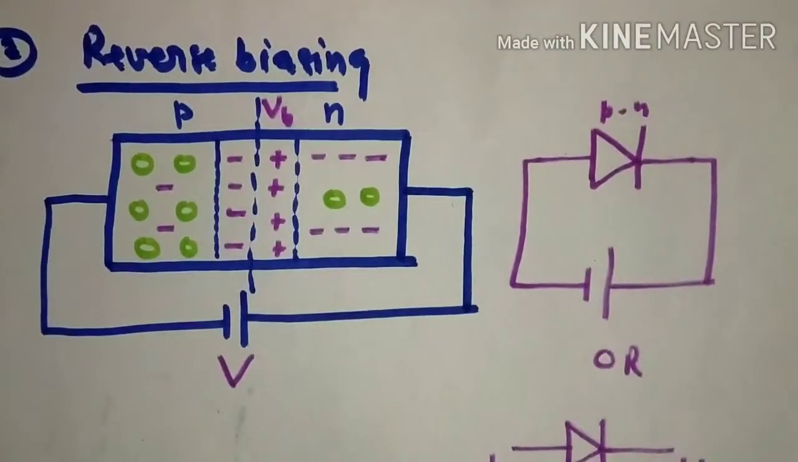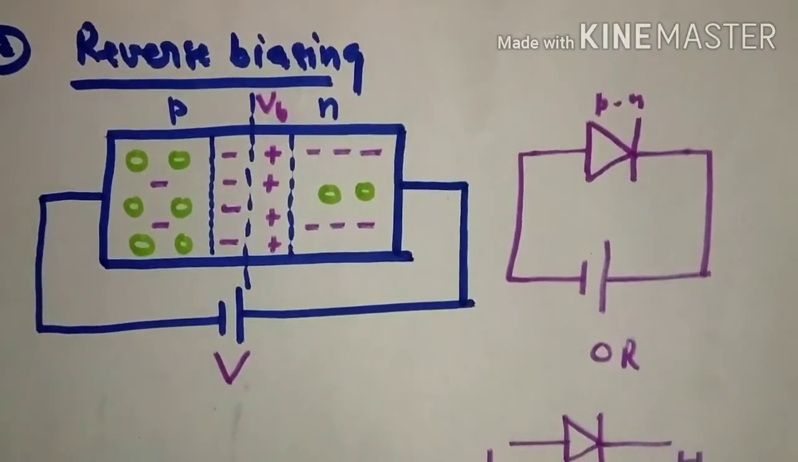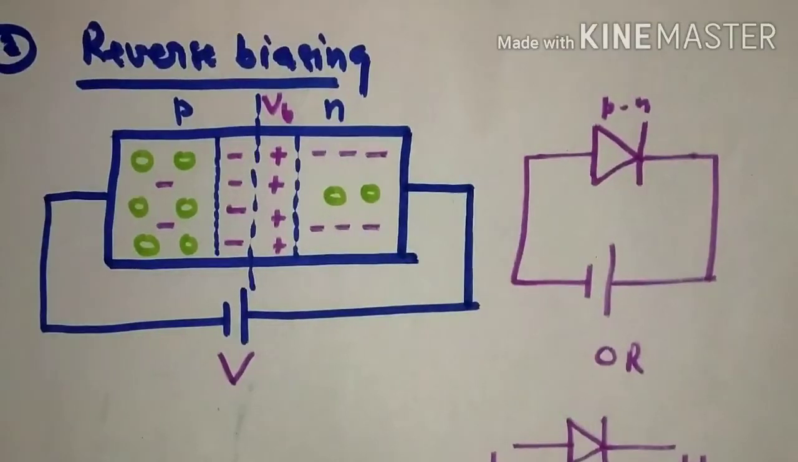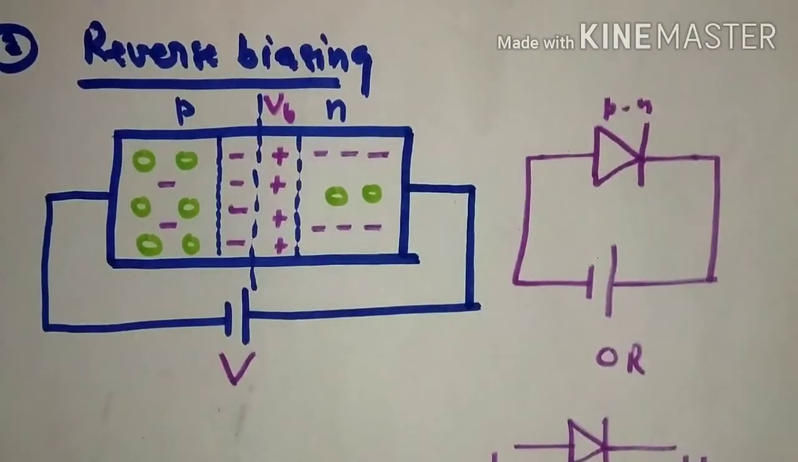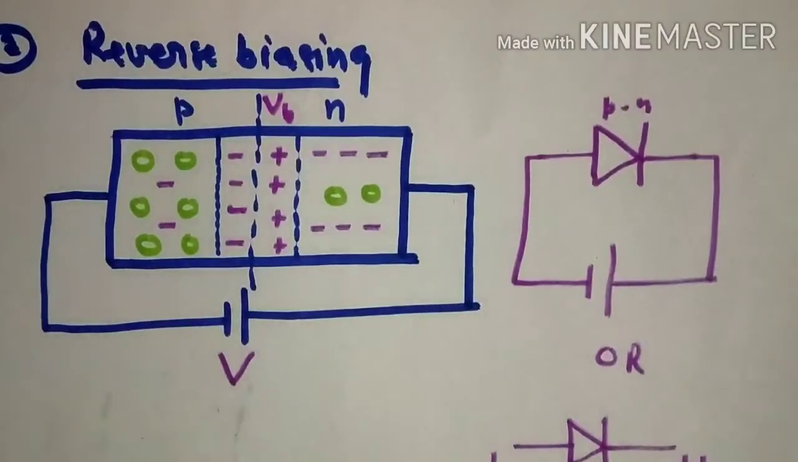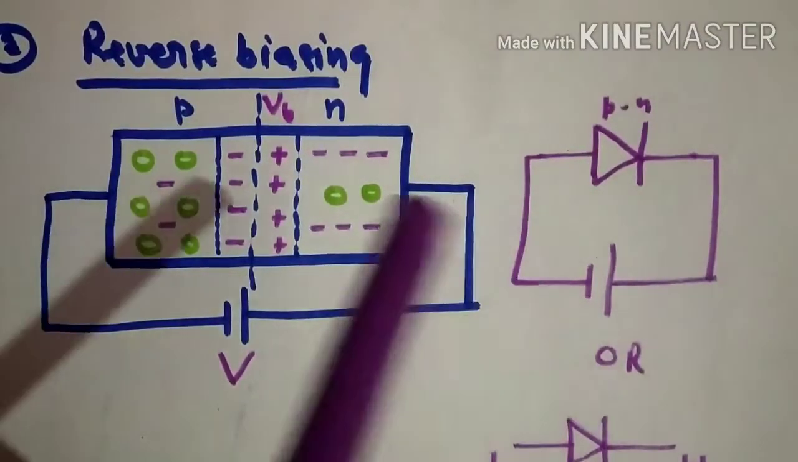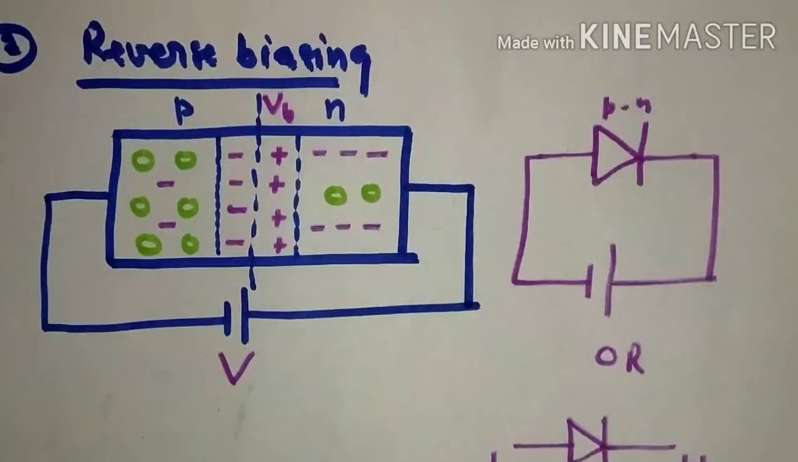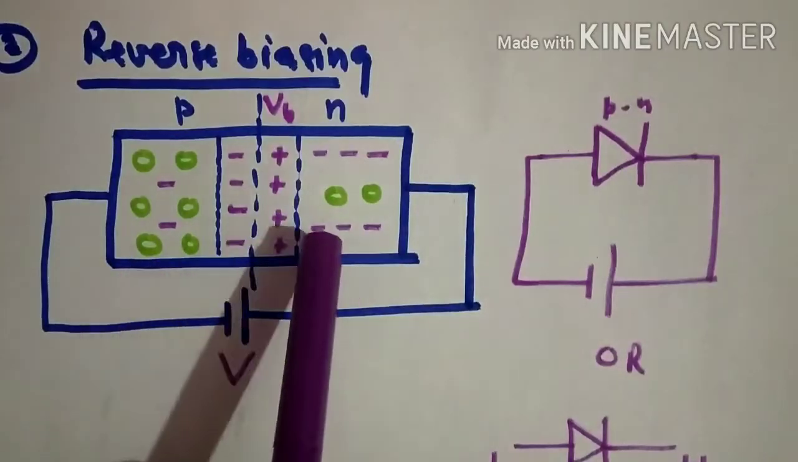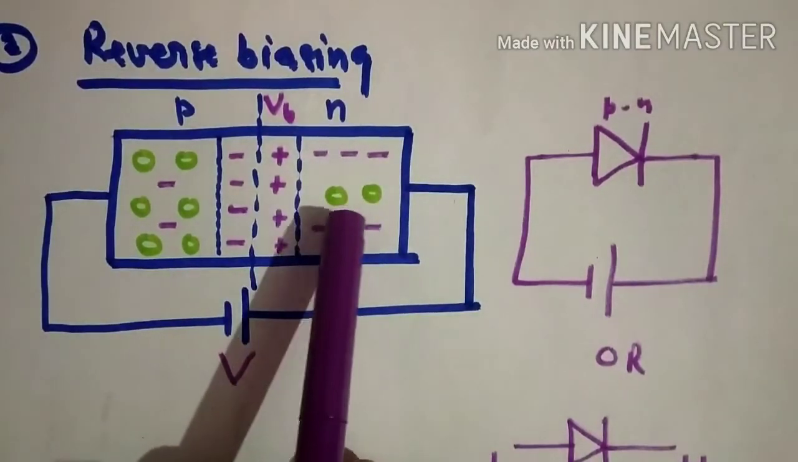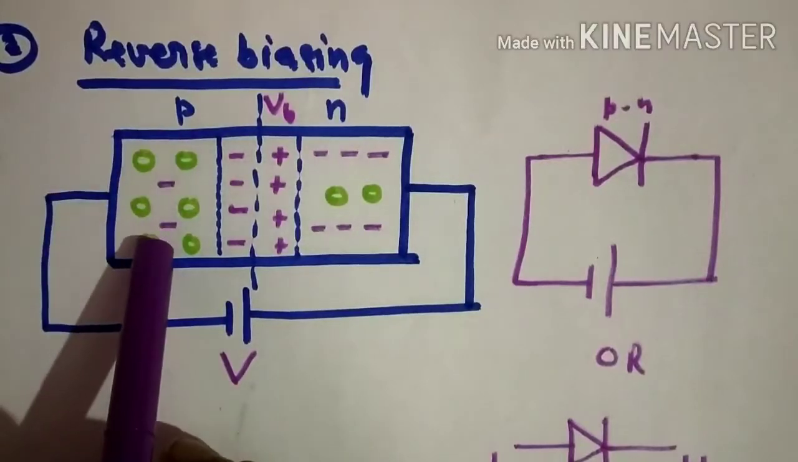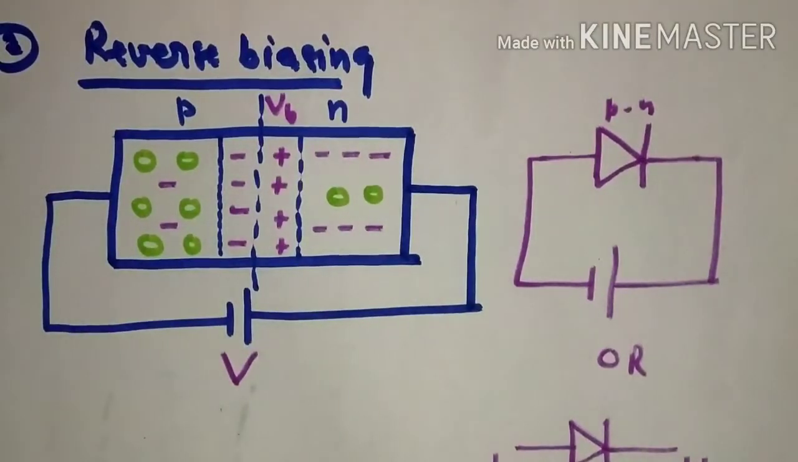What is special about this type of biasing? In this type of biasing, either no current passes through the diode or an extremely small current, which is voltage independent, passes through the diode, and that current is due to the minority current carriers. The minority current carriers in the N side are holes, and the minority current carriers in the P side are electrons.